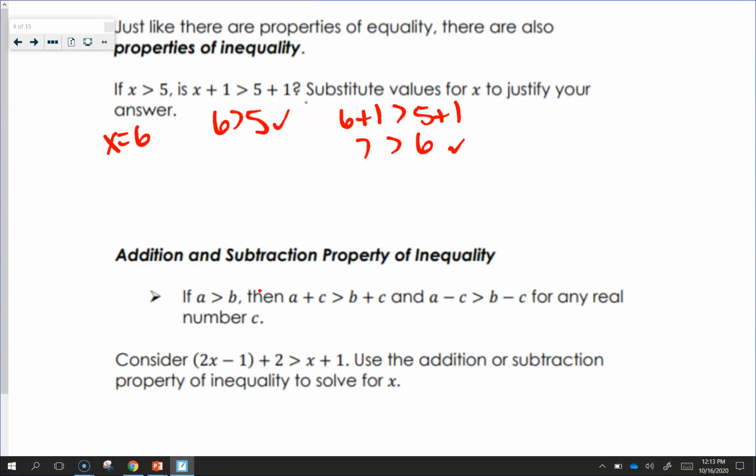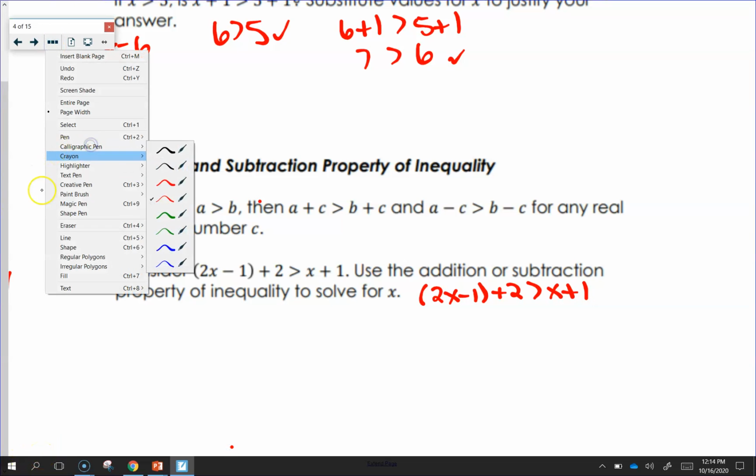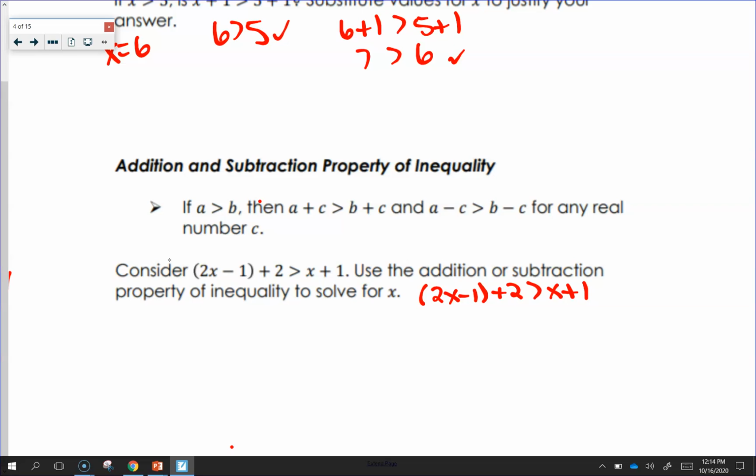Okay. So if we have 2 times the quantity x minus 1, plus 2, is greater than x plus 1, we can solve for x just like we were doing, right? We are just repeating exactly what we just did. There's just a different symbol in the middle. So what are we going to do first? We're trying to see what all the x values could be.